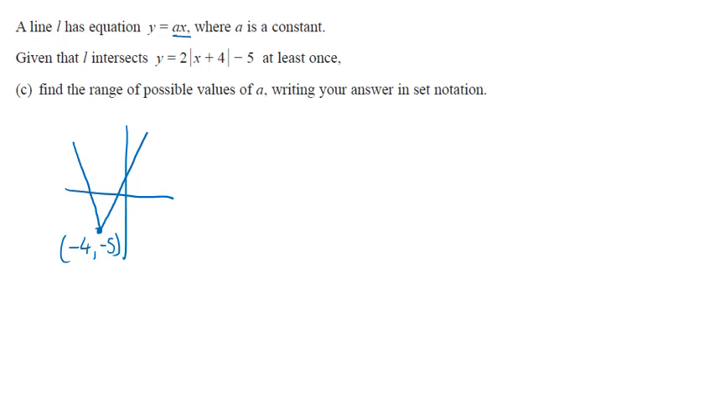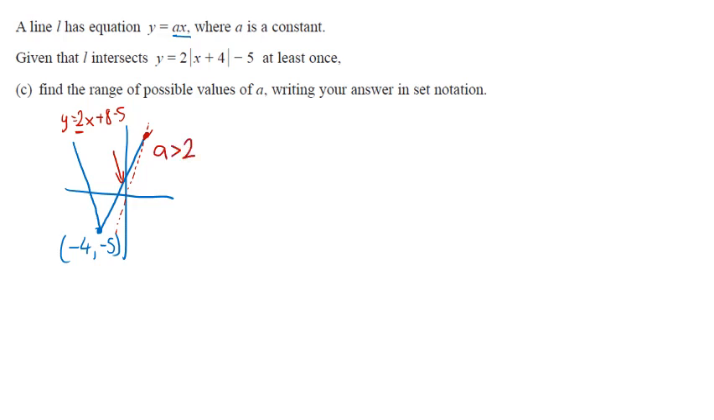So there's two possibilities here. It could either be so steep that it meets here, so that it crosses up there. If that's the case, this portion of the line is just y = 2x + 8 - 5. So this line has a gradient of 2. So if the red line is going to meet it at some point, then it has to have a gradient greater than 2. So a must be greater than 2 in that case.